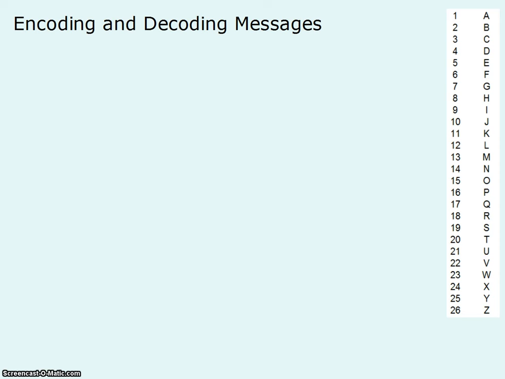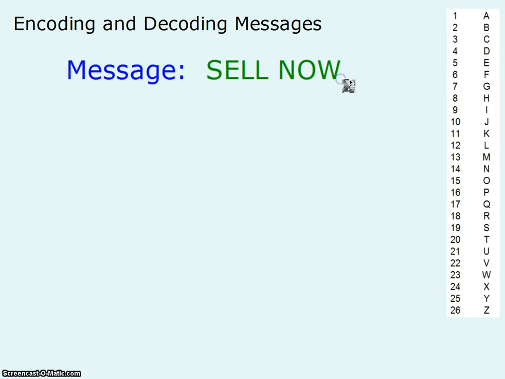So to start out with, sometimes messages need to be given, but you don't want someone else to know. For instance, if I was working with a friend and we were selling stocks, I might want to let them know, hey, sell some stock right now, but I don't want everybody else to know that I just told them that. So I'm going to have this message right here, sell now, that I want to give to that person.